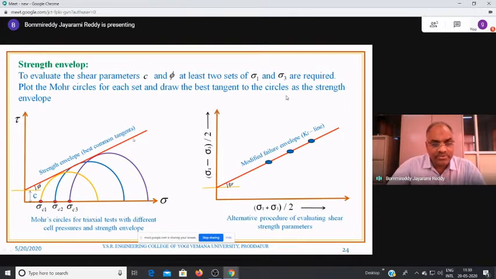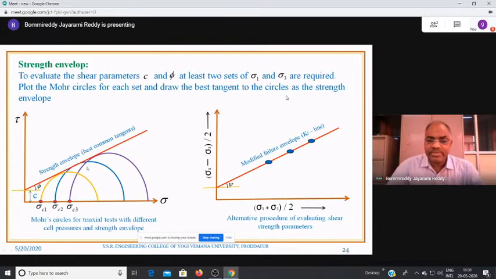And observe the line which must be tangent to all the three Mohr circles, and that line is called the failure plane. That failure plane intercepts the y-axis at a height of C, and its angle with respect to the horizontal is phi. So these are the two parameters from the point of view of the triaxial test.